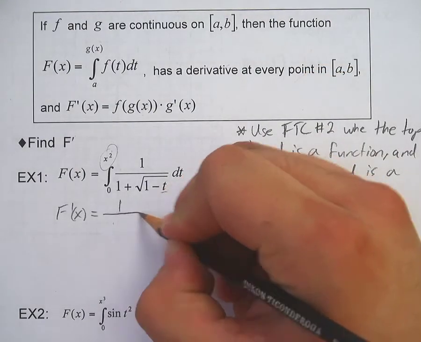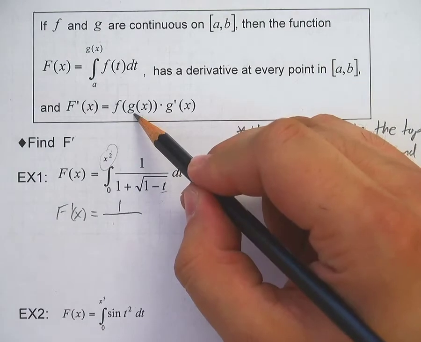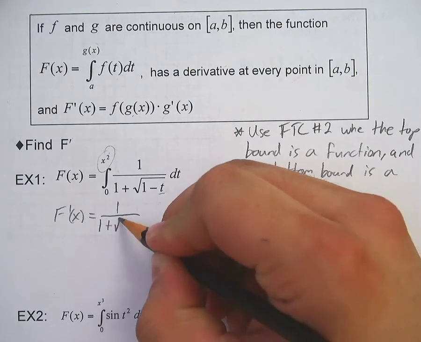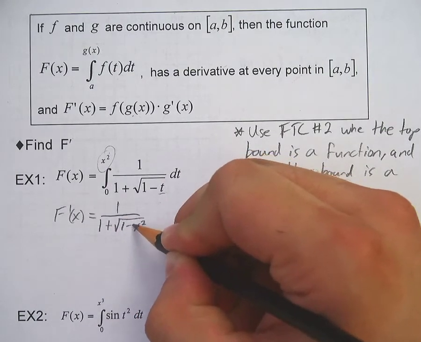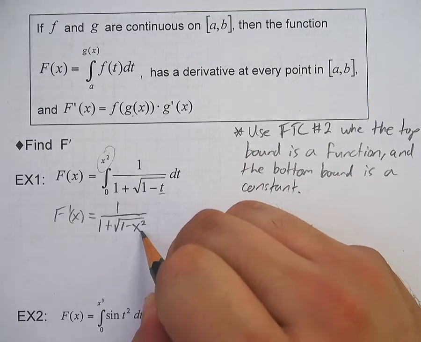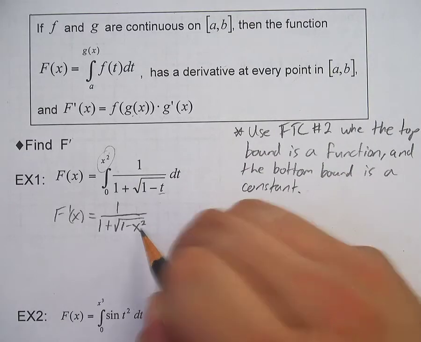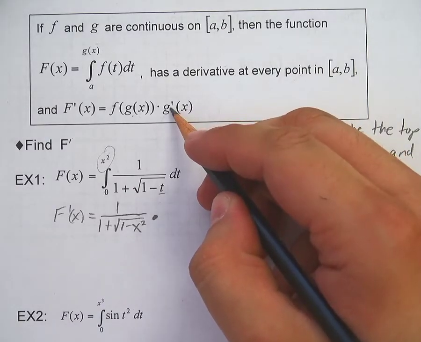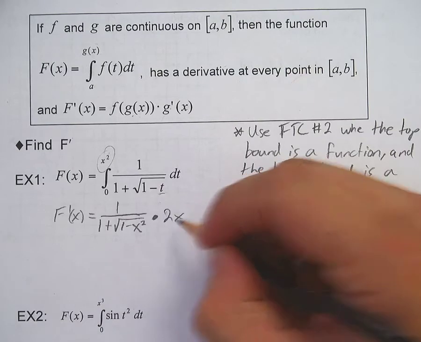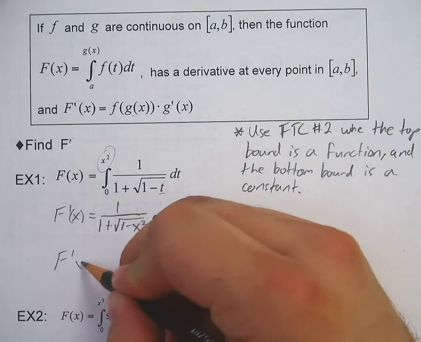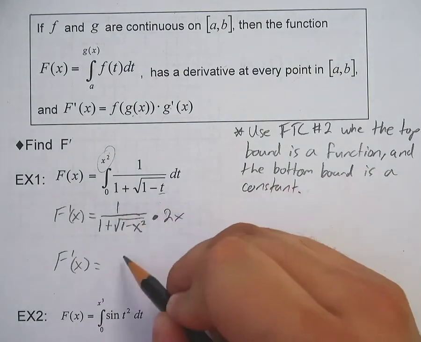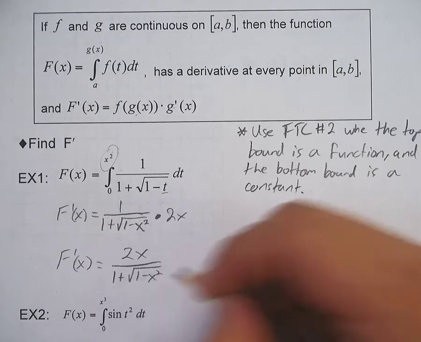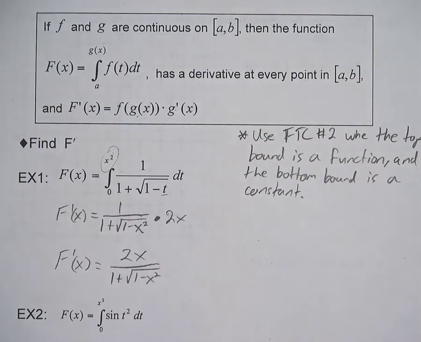I'm going to take 1 over, this is this part right here, take g of x and plug it in, 1 plus the square root of 1 minus x squared. Here's my g of x, which is x squared, times the derivative of g of x. Well, what's the derivative of x squared? It's 2x. F prime of x. And then simplify. 2x over 1 plus the square root of 1 minus x squared. And that's really all there is to it.